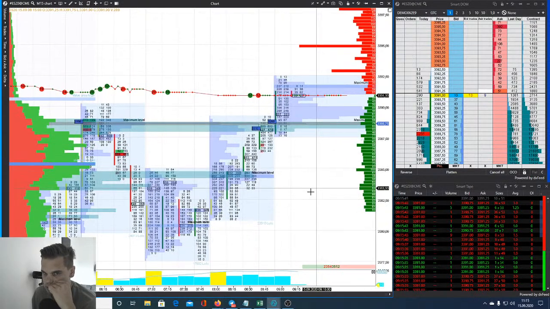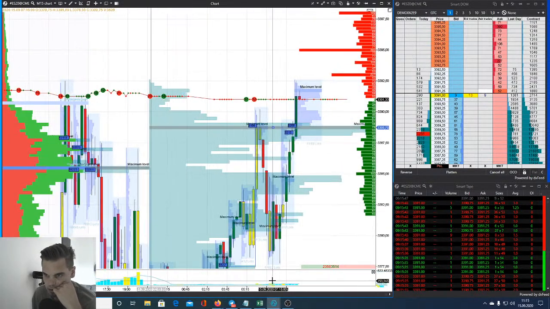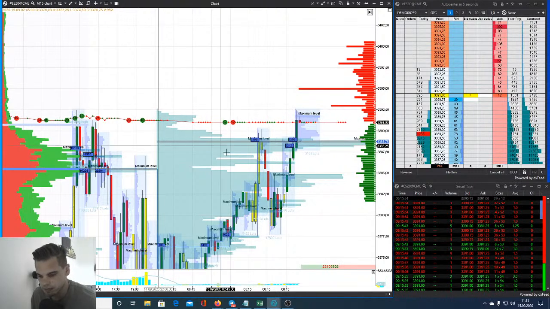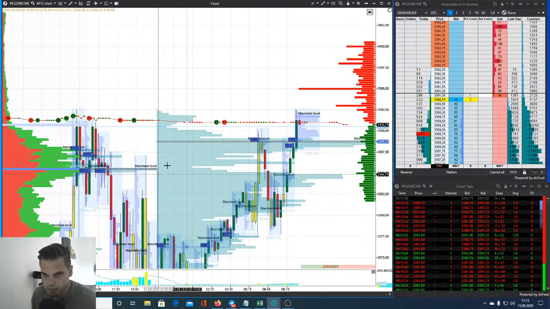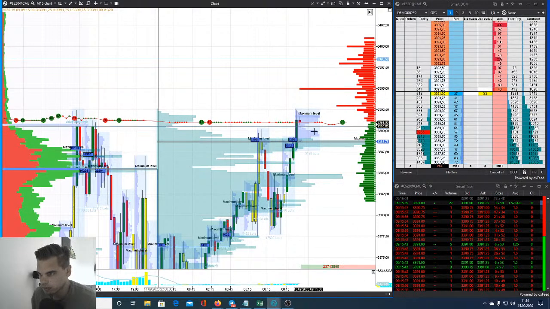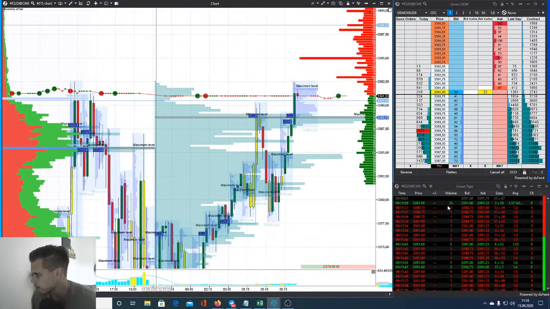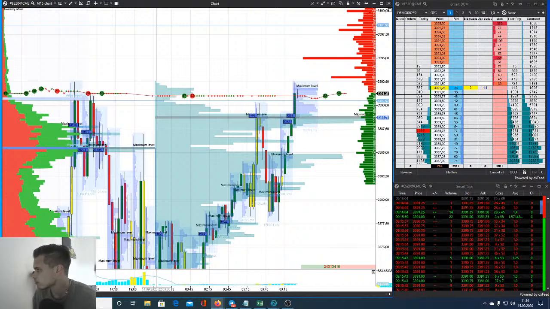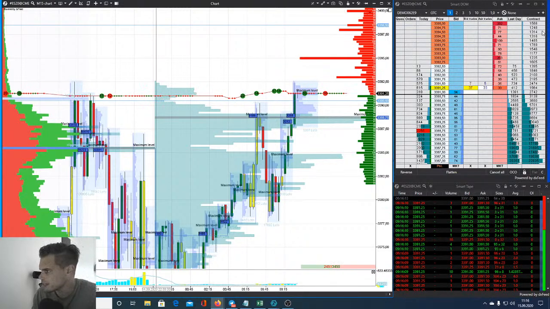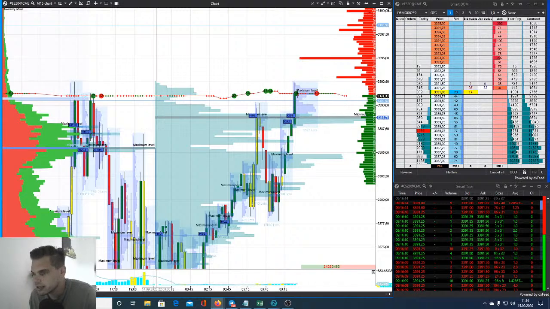So now we see the retracement. It didn't break. We broke this resistance here. Let's see if it can pump up. Oh, look how many buys are coming in there, man. Very nice. Very nice.